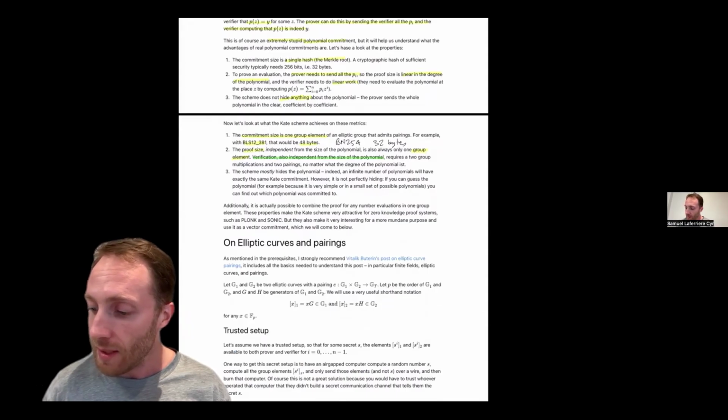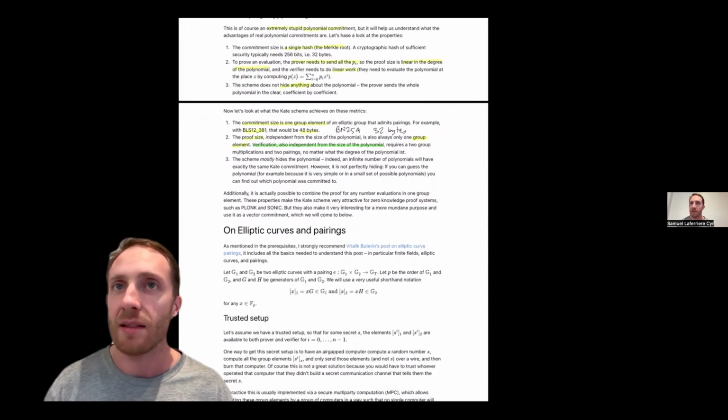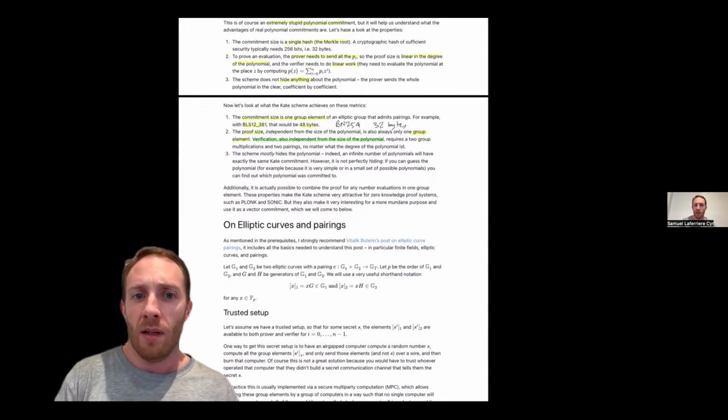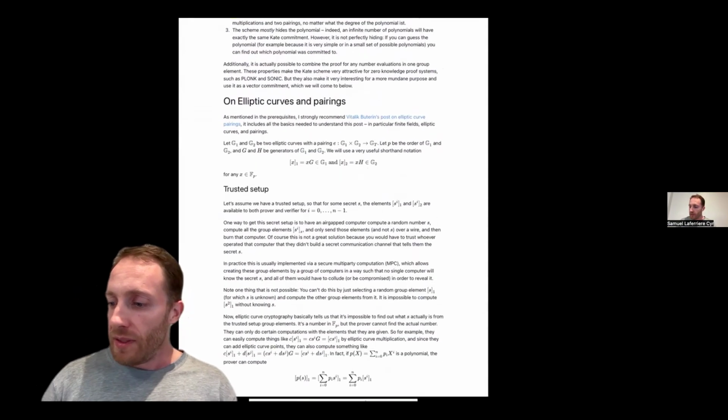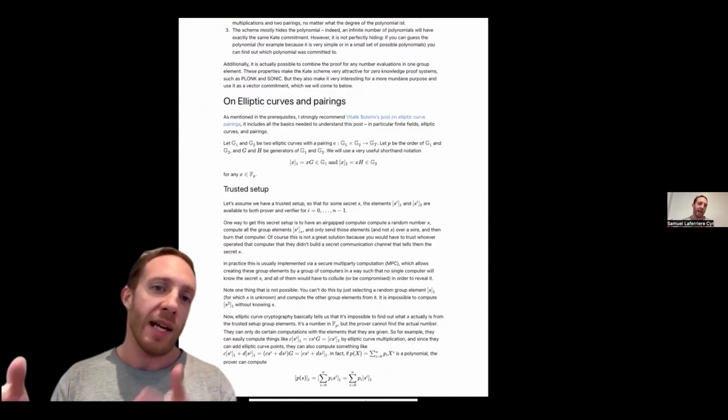And then this scheme mostly hides the polynomial. There are ways around this, but it's not super important, so we can go over this. Okay, so this is the setting. Now, how do we actually construct this?